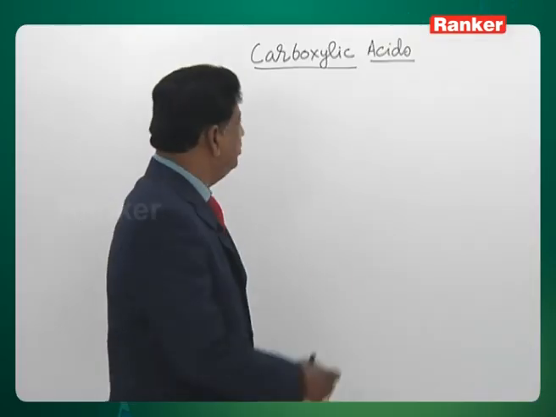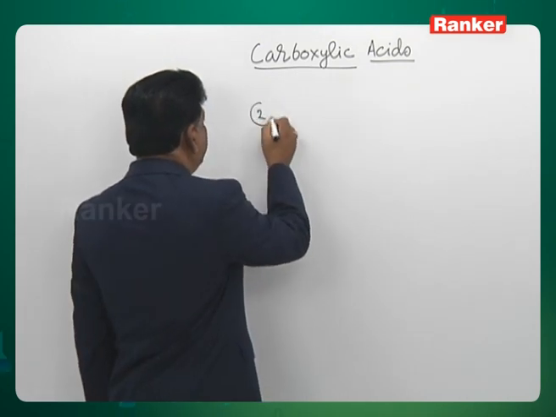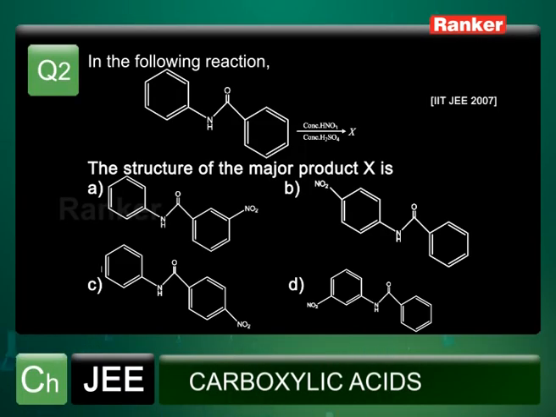Question number 2 appeared in the 2007 IIT JEE. In the following reaction, there is a compound with two benzenes flanking a CONH group. One side, the benzene is attached with the CO group, and the other side, the benzene is attached with the NH.